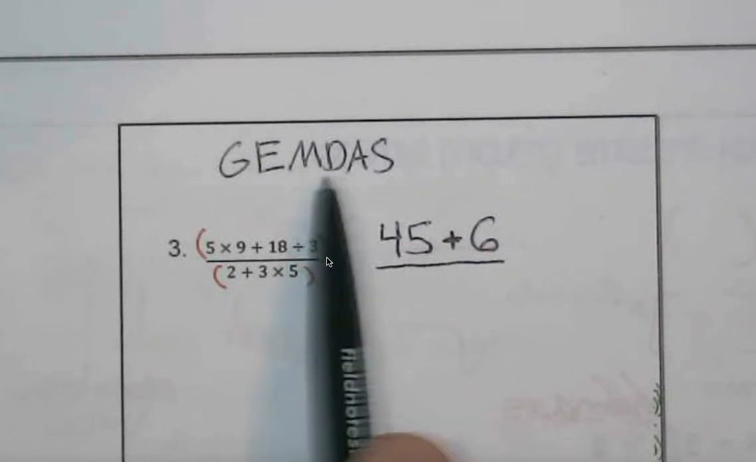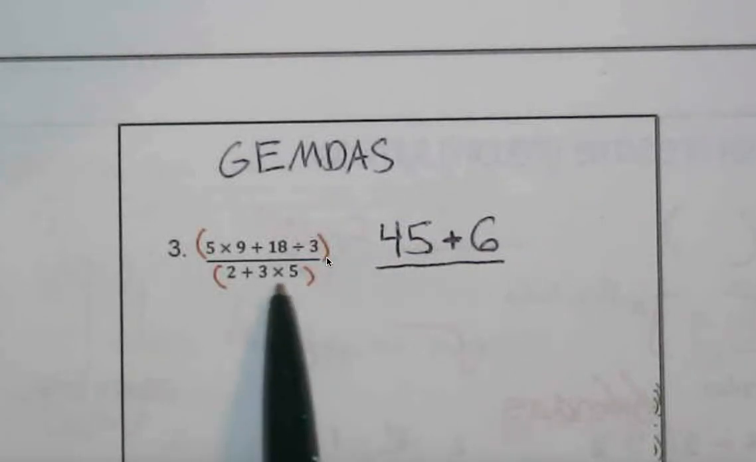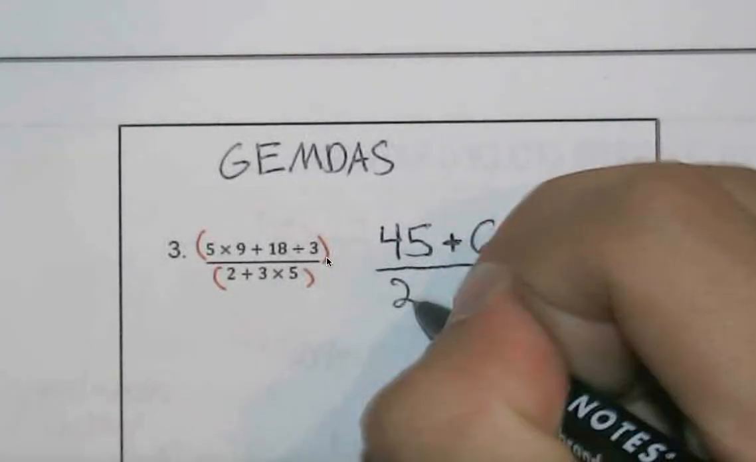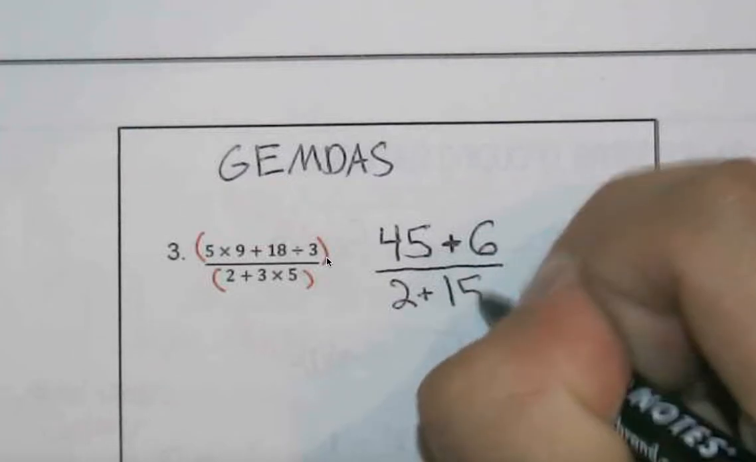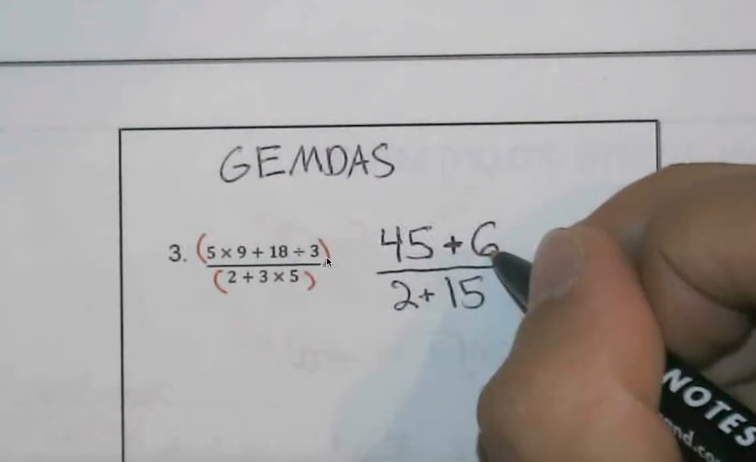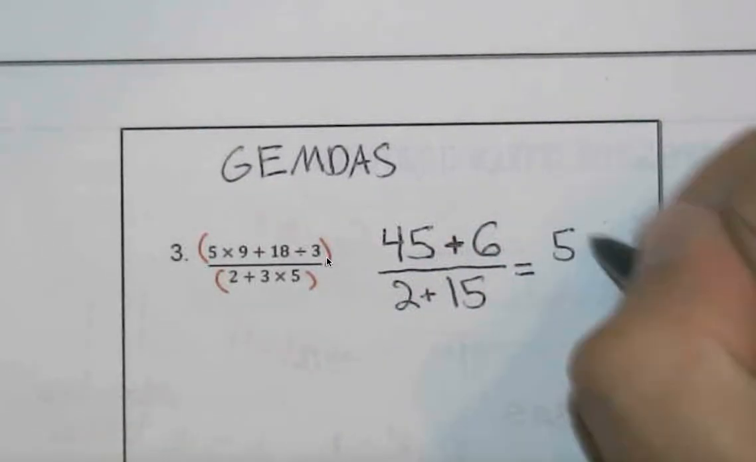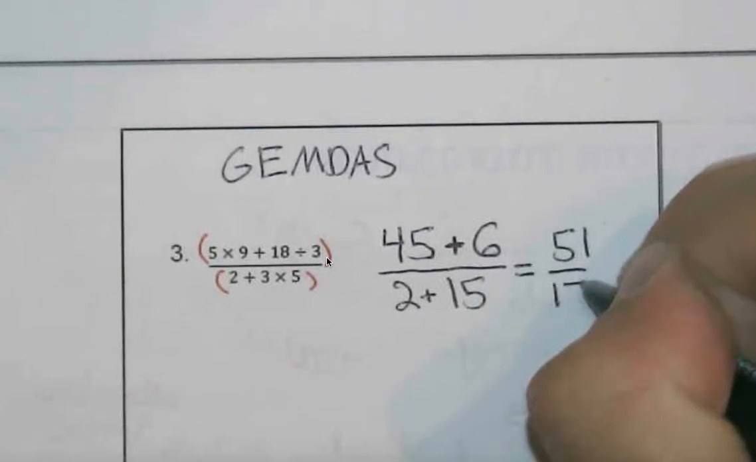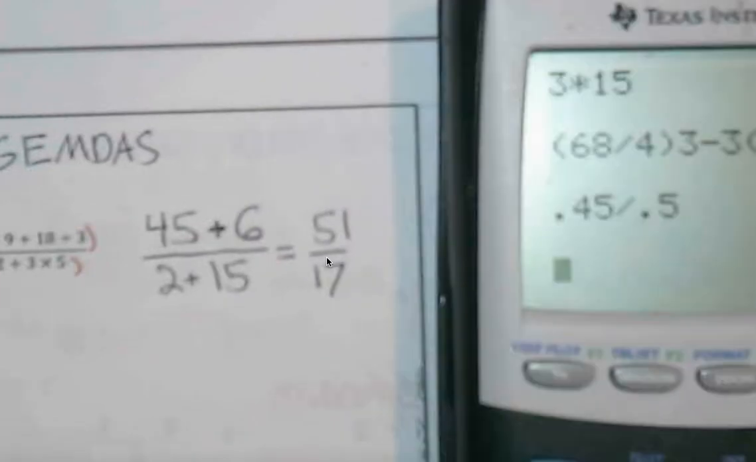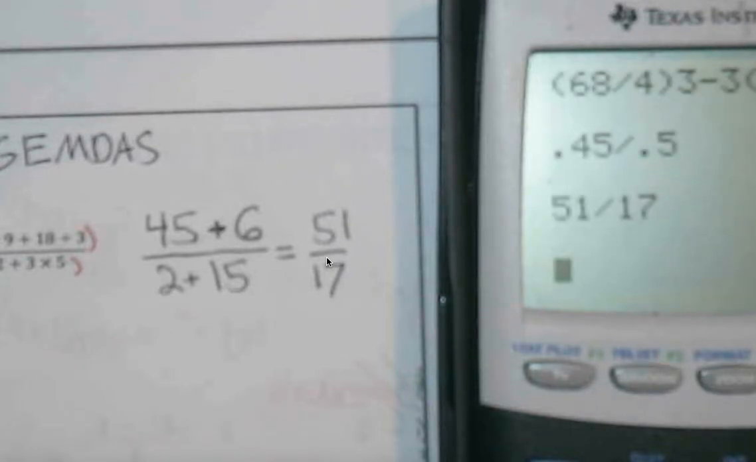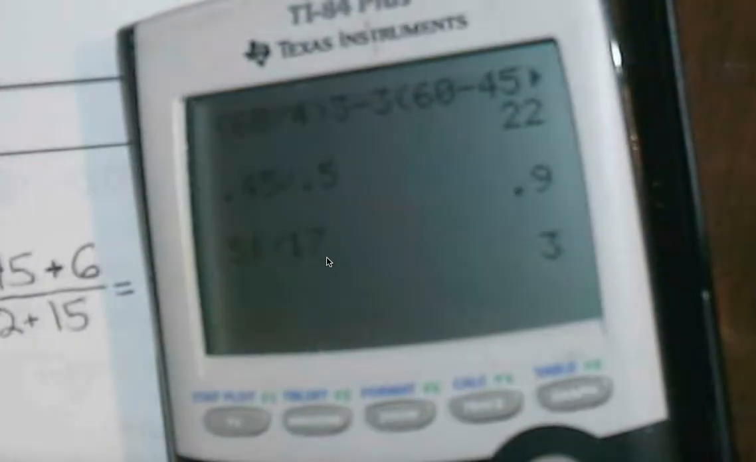We also have the bottom part here where we have 2 plus 3 times 5. So we're still working with multiplication. So we're adding on 2 to 15. 45 plus 6 is going to get us 51. 51 over 17. I know what this is, but I might be a little unsure because it's using a fraction, and I never really have a denominator of 17. So 51 over 17 gets us 3.